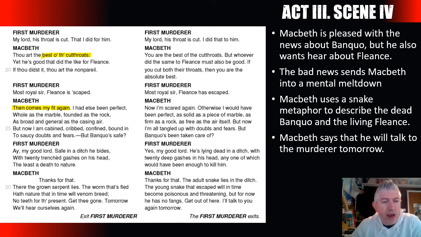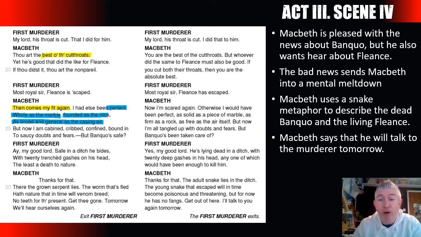But now I am cabined, cribbed, confined, bound in to saucy doubts and fears. But Banquo is safe. That's a lovely little speech there from Macbeth as he explains how he sees his predicament. If it had been perfect, his words, then he would have felt as strong as marble, as grounded as the rock, and as broad and general as the casing air. He'd have felt free, basically. He'd have felt solid, in control, and free.